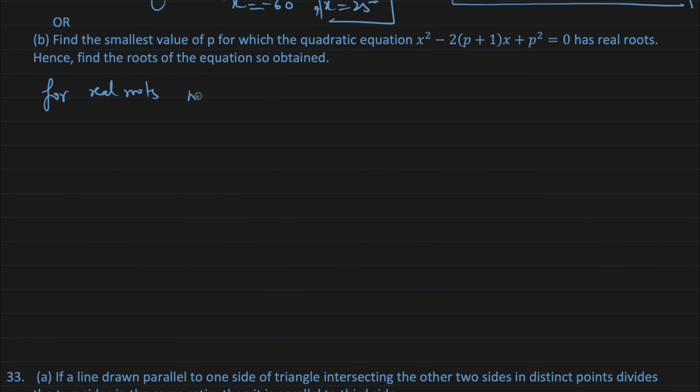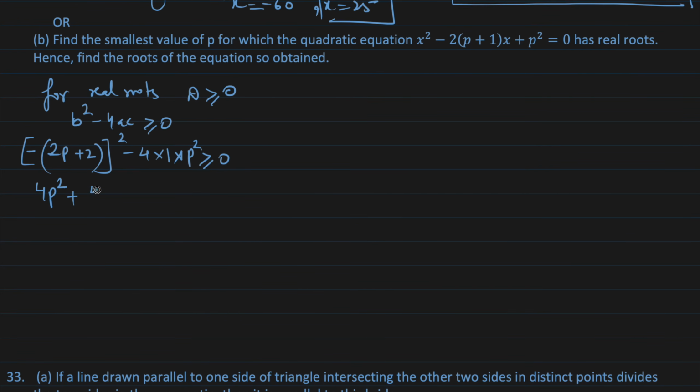For real roots, D should be greater than or equal to 0. Okay, so one part we'll solve here. The value of D is B square minus 4AC, right? So B, I'll take it inside only, is 2P plus 2, and it is negative, so its whole square. 4 into A is 1 and this is P square. So let's simplify, negative becomes positive. So using the identity, 4P square plus 4 plus 2 into 2 is 4, 8P, minus 4P square is greater than or equal to 0. So this cancels out.